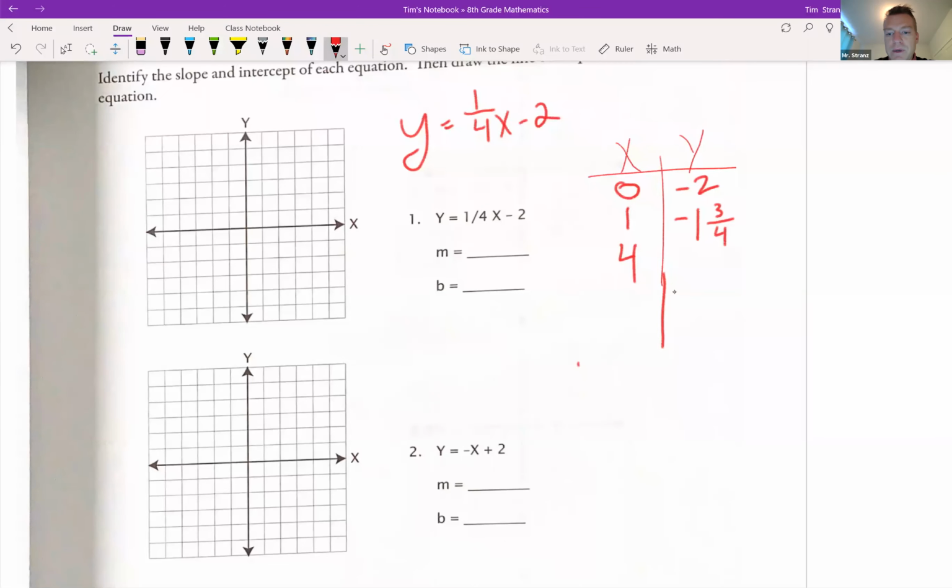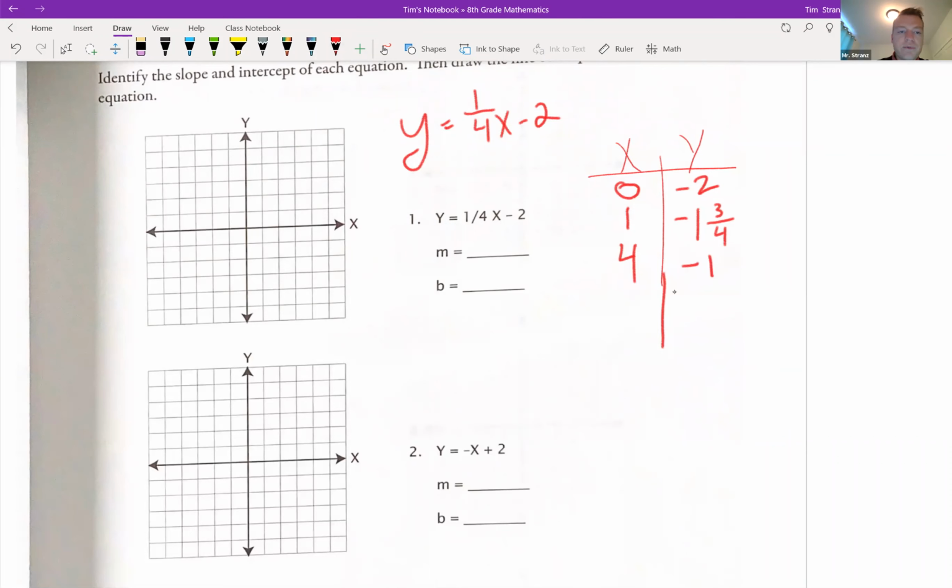So that's going to make my equation be y equals 1/4 times 4 minus 2. Okay, if you multiply 1/4 by 4, look what happens. You can cancel these out. This becomes 1, this becomes 1. So now you got y equals 1 minus 2, which is a negative 1. Makes it a little bit easier, takes your fractions away.